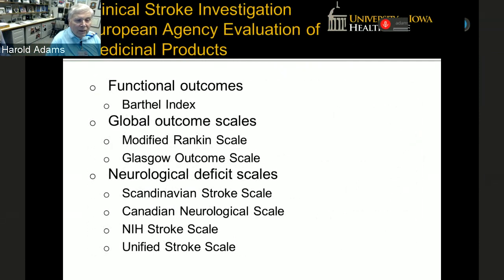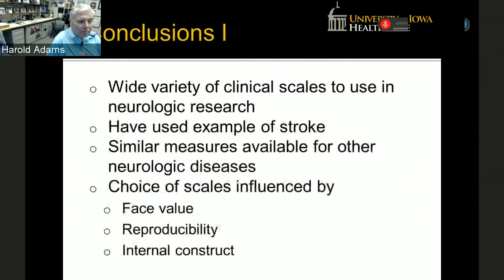The European regulatory bodies have come up with something quite similar. Functional outcomes: Barthel Index. Global outcomes: the modified Rankin scale or Glasgow outcome scale. And neurological deficit scales: the Scandinavian Stroke Scale, Canadian Neurological Scale, the NIH Stroke Scale, or Unified Stroke Scale.